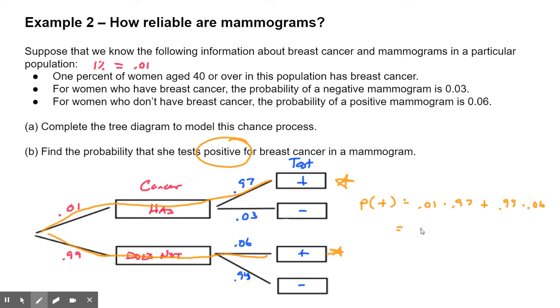I'm going to do that in a calculator. I don't think you need me to show you again. 0.01 times 0.97 plus 0.99 times 0.06. And I got a positivity rate of 0.0691. And that's the probability that somebody would test positive.